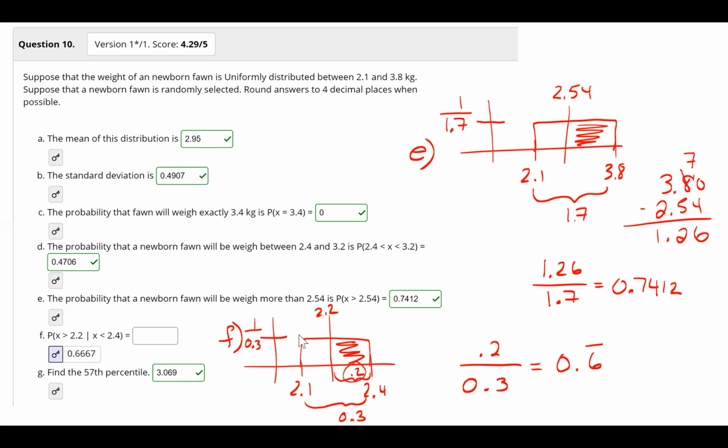So 0.6666667. The instructions say rounded to 4 decimal places. So in this case, we would put 6667. That'll be 4 decimal places with the extra 6 rounding off. All right, hopefully we're good. Keep on going.